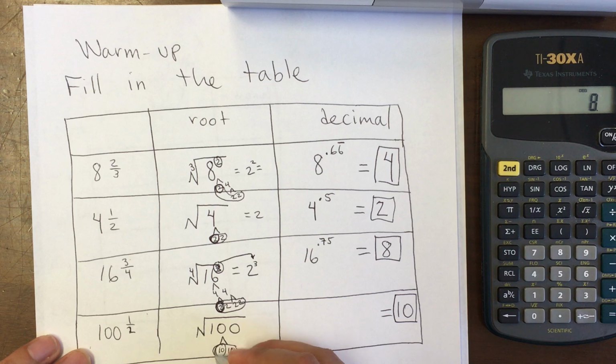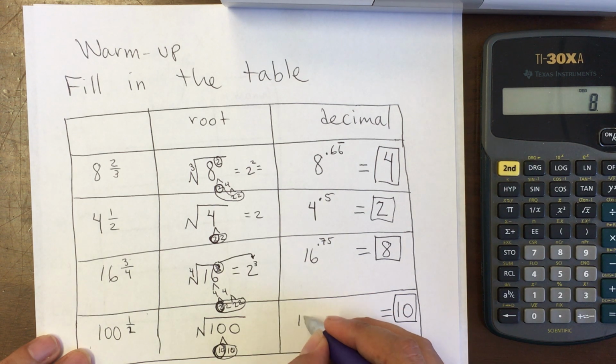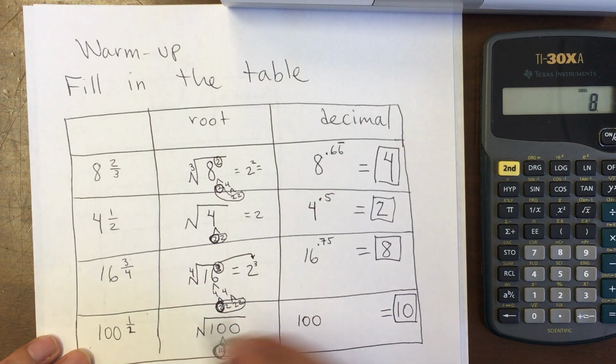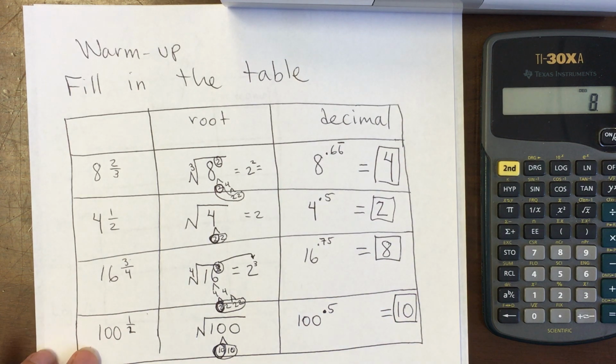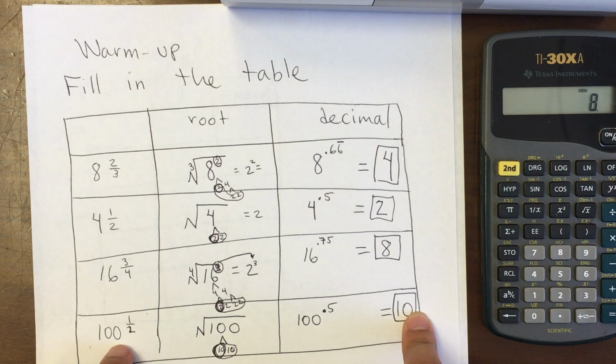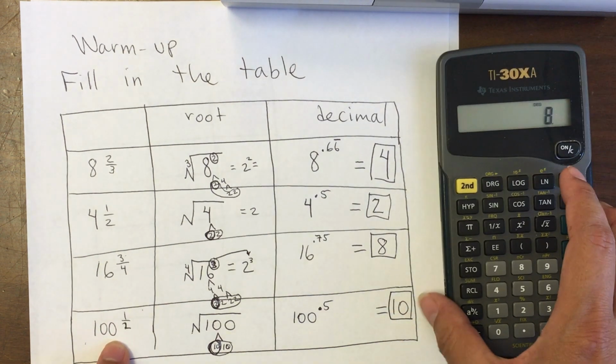Okay, and you just got the answer, which is 10. So in here, you keep the same base. Decimal form is 0.5. Okay, so let me show you with this one. Well, all of them. I can show you that the answer will be 10 on the calculator.